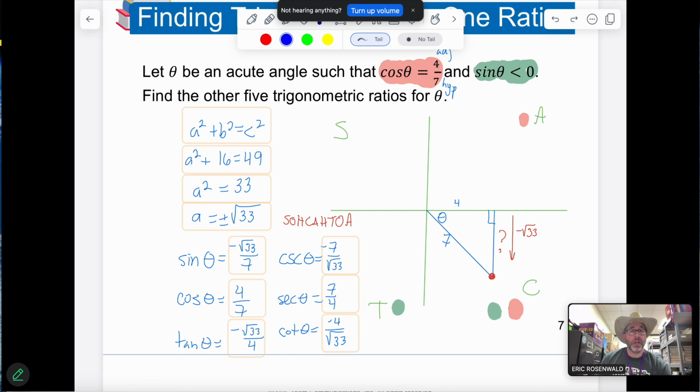That's it. I hope this helps, and I hope you guys understood it. Again, I did go a little quick, but that's because we're just utilizing the tool of the unit circle when we can. If you have any questions, please reach out.